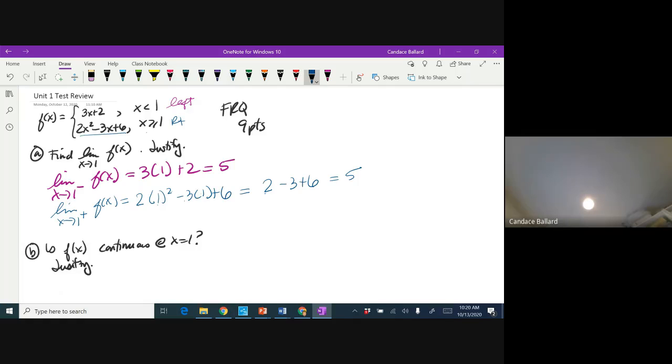So our goal was to make sure that these matched. We met our goal, okay? But we have to make an overall statement that says what the limit is, because we've only stated the left-hand limit and the right-hand limit. So you're going to say, therefore, the limit as x approaches 1 of f of x equals 5. It does say that you have to justify your answer. The justification is all this.